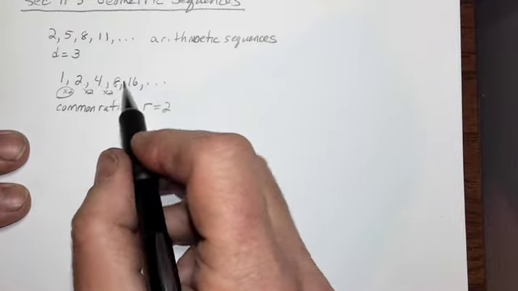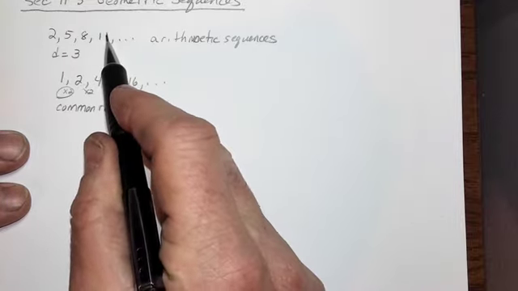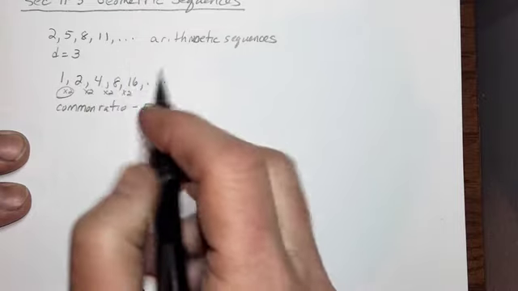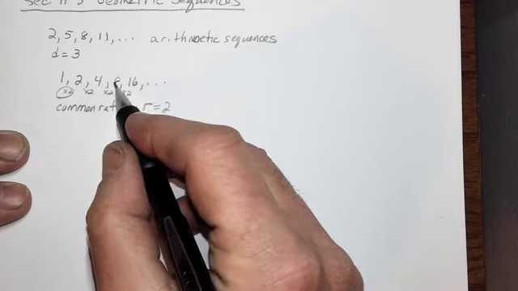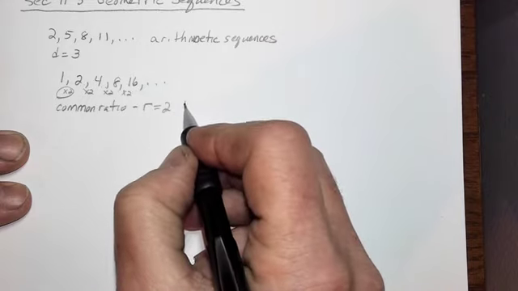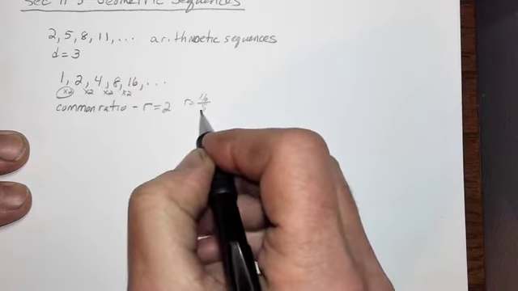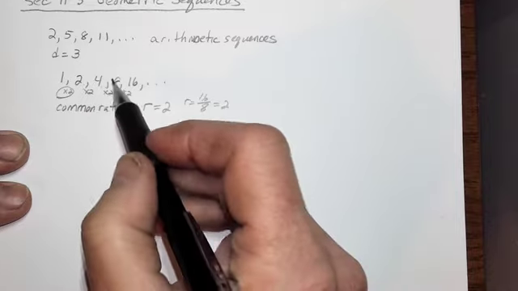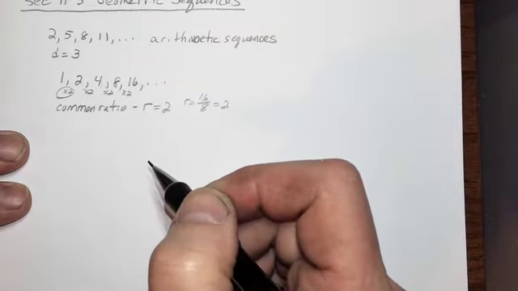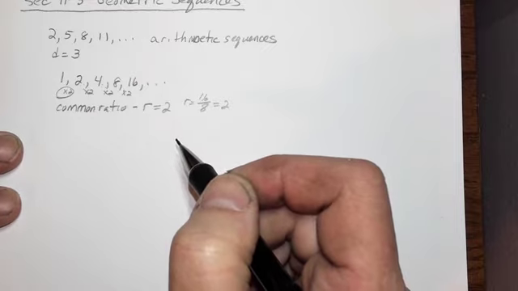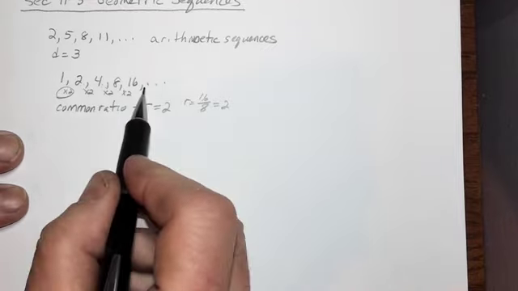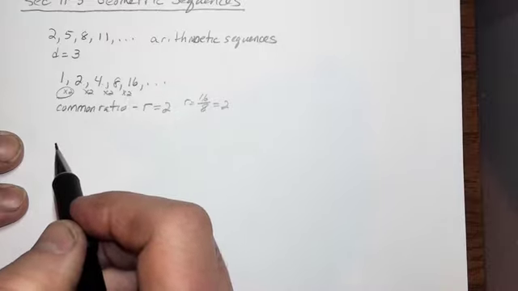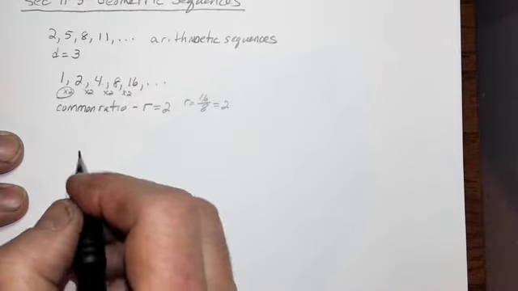To find it, just like in arithmetic, you took a term and subtracted the one before it. In this case, to find what R is, you pick a term and divide by the term before it. So R is going to be 16 divided by 8, which is 2, or 8 divided by 4, which is 2, and so on. That's called the common ratio. If each time you don't multiply by the same thing, it's not a geometric sequence.